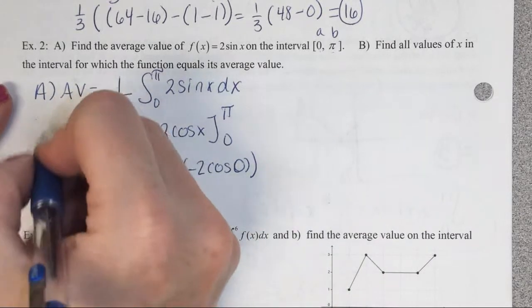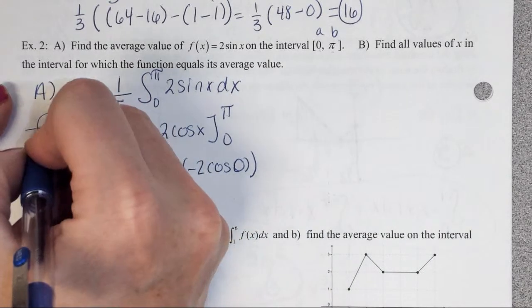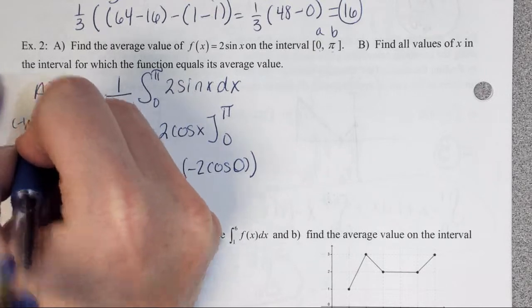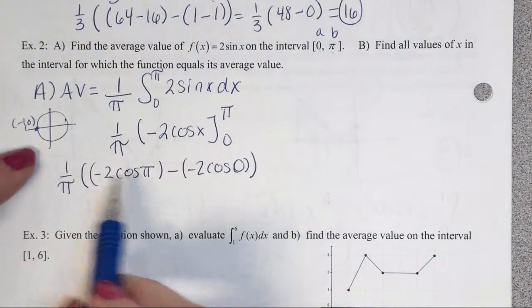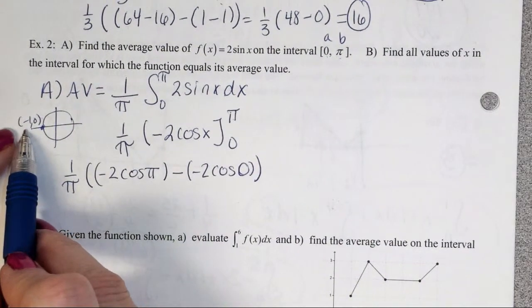The cosine of pi, think of your unit circle. Here's pi. That point's negative 1, 0. What is the cosine of pi then? Nope, cosine's the x value. What is it?